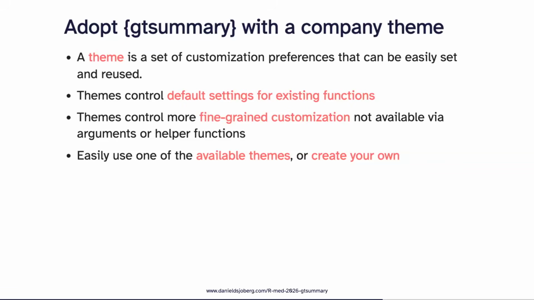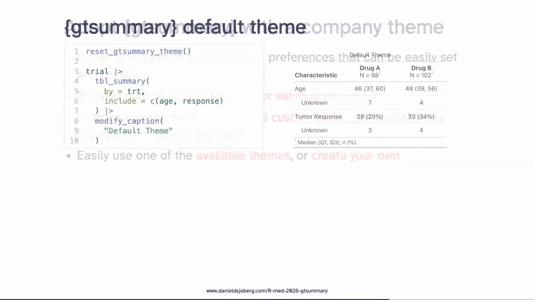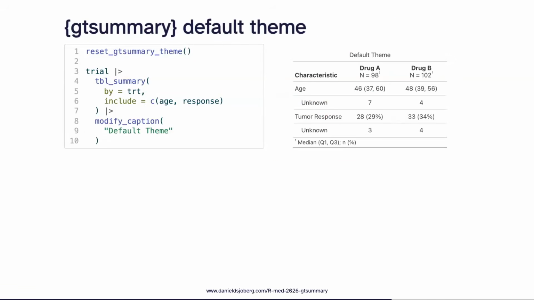So themes control default settings for existing functions. They can actually even give you more fine-grained customization over what's not even available in arguments. We have some themes that ship with the package, but you can also create your own. Just a quick example: this is the default output for a gt table. So sear this into your mind. We're going to show you some ways that we are going to change this table by simply setting a theme.